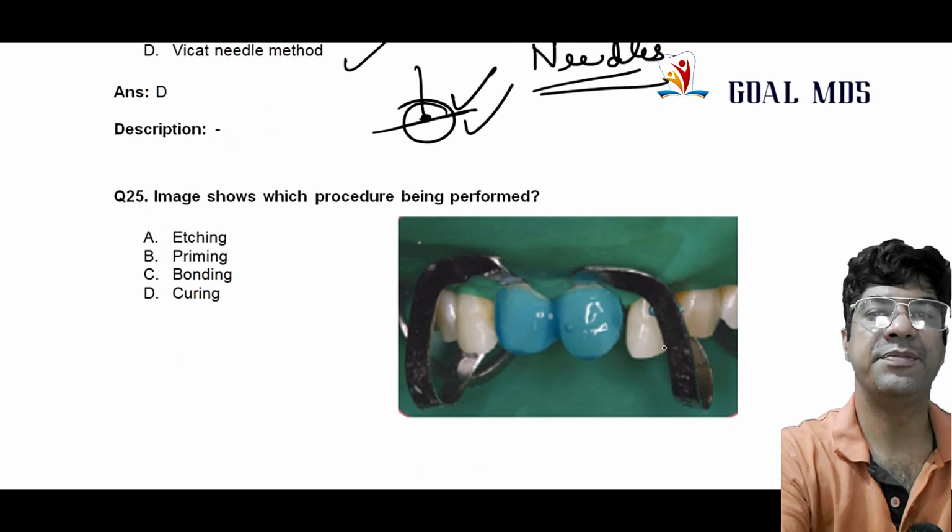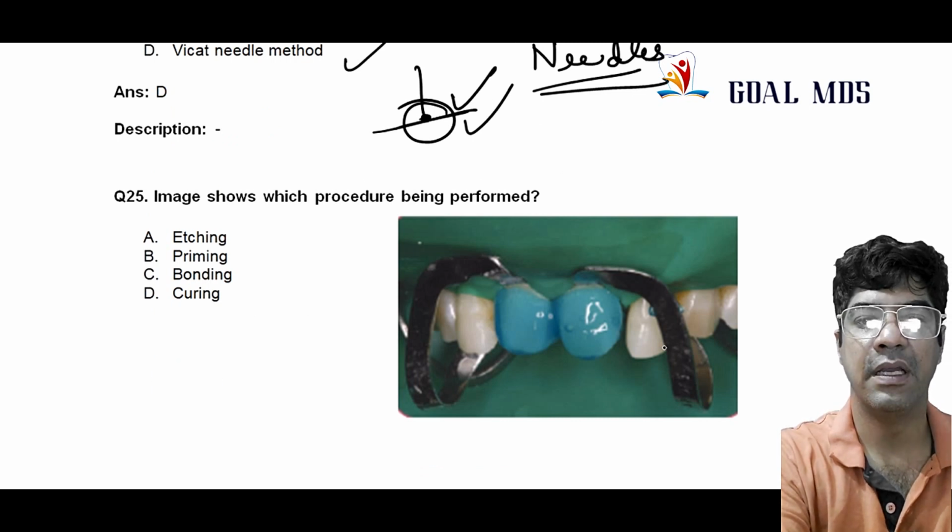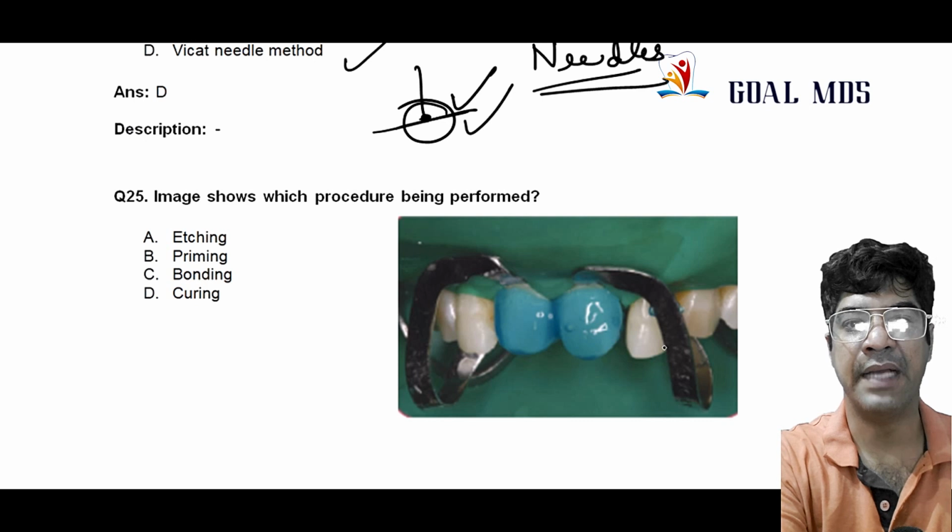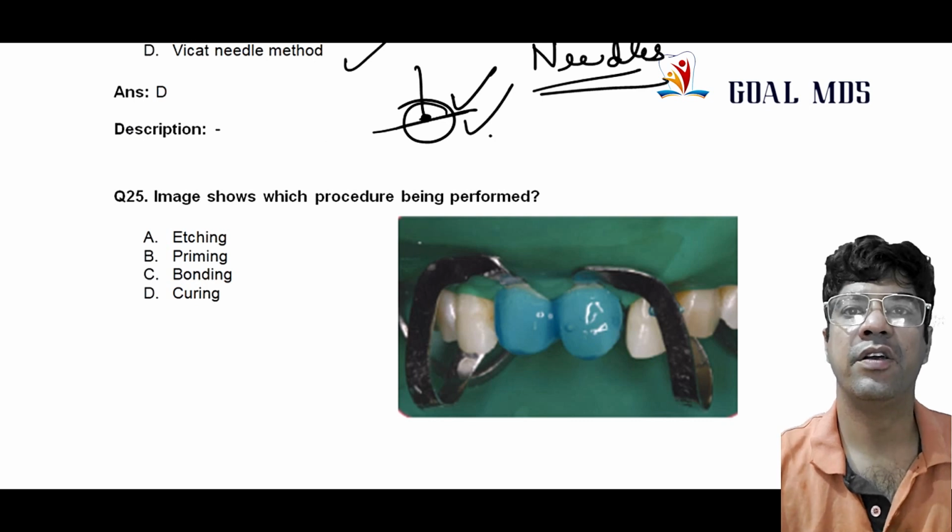The image shown in this procedure is acid etching being done. Most commonly we use phosphoric acid.